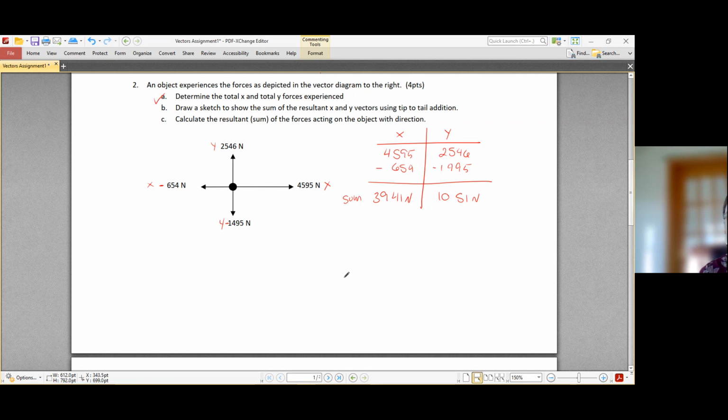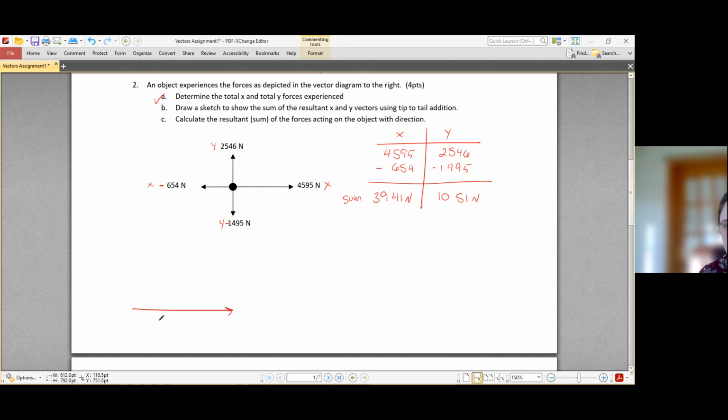So there's your totals. B is a sketch to show the sum of the resultant x and y vectors using tip to tail. So we're going to draw our new sketch. This is going to let us calculate C. So my x is in the positive direction. So we'll draw a little sketch in the positive. There's our 3,900 and, oops. Let's see if I can delete this. I'll start over. There we go. A little tricky to edit in this program.